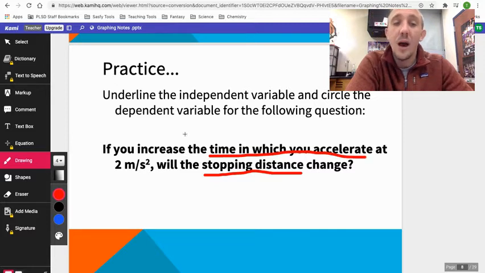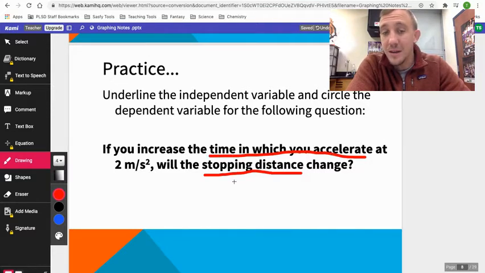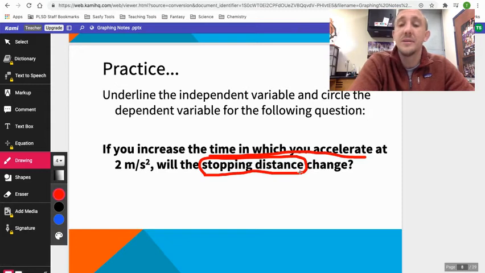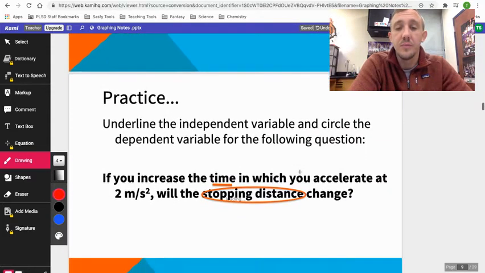Okay? Now, it says underline the independent variable and circle the dependent variable. Well, if you read that again, my stopping distance is dependent on the time at which I accelerate. Okay? So my independent, it says underline the independent, so the time at which you accelerate is my independent, and my stopping distance is going to be my dependent. Okay?